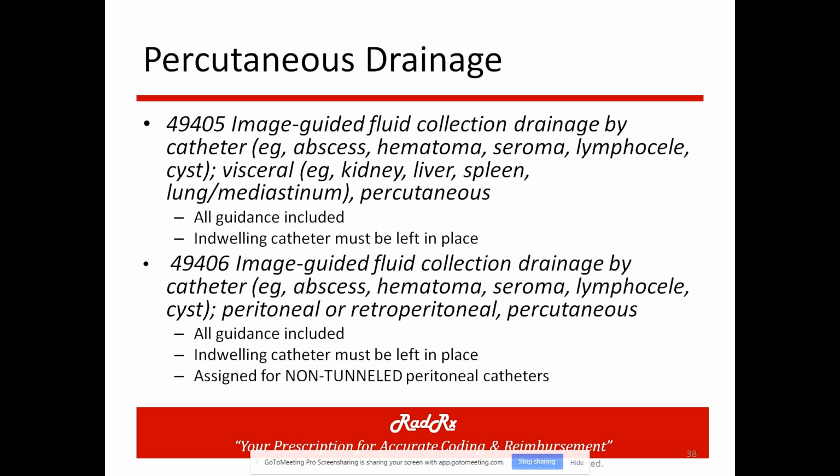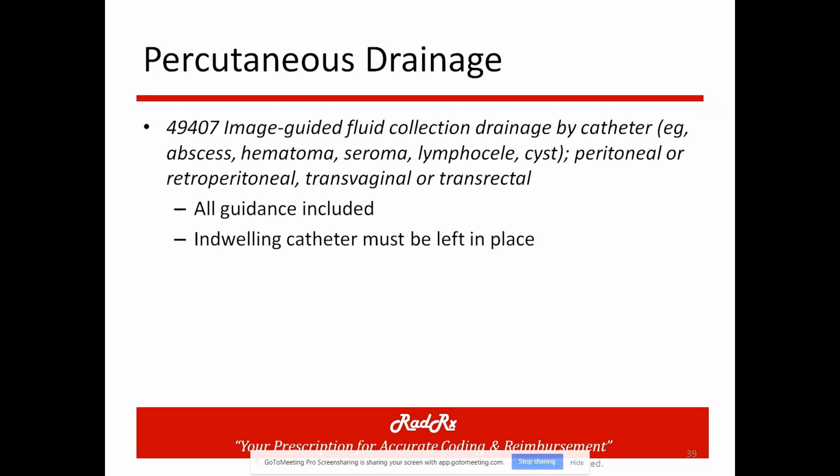And then we have our other codes. The rules are the same. Indwelling catheter has to be left in place. Guidance is included. And then if you have multiple collections that you're draining, multiple drainage catheters are placed, then you have the ability to report the code more than once. And then just a note here, I think I put in some slides on peritoneal catheters. I'm pretty sure I did. 49406, the peritoneal code here, is assigned for a non-tunneled peritoneal catheter. There are codes specific to tunneled peritoneal catheters, so that does not apply here. This is going to be for a non-tunneled peritoneal catheter, so you want to make sure that you make note of that.